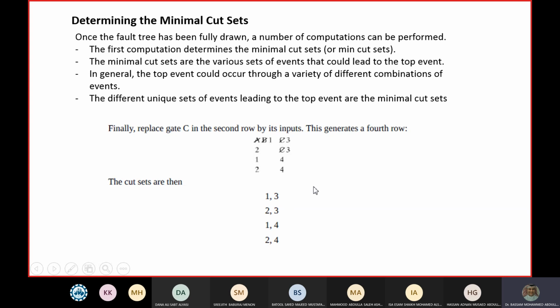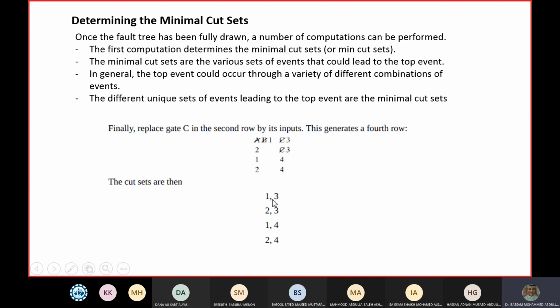Now, with these cut sets, these are all the possible cut sets. Which one is the minimal cut set? Minimal cut set means the set that I need to consider for putting more safety precautions. Which one has the highest probability of failure, which means which one has the least reliability.